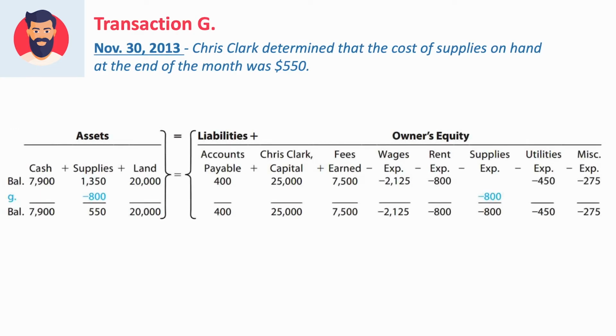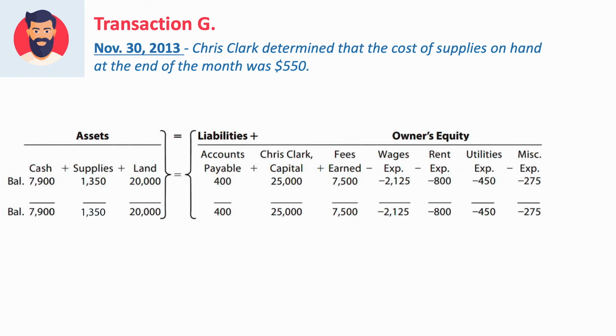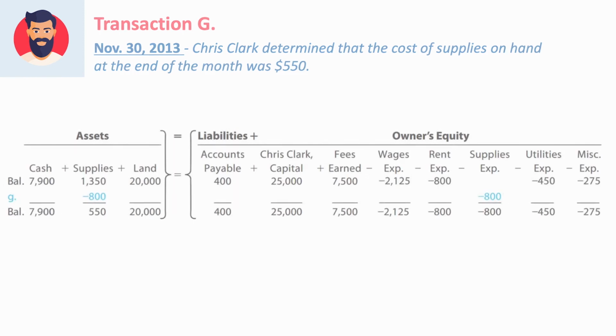Transaction G. November 30. Chris Clark determined that the cost of supplies on hand at the end of the month was $550. The cost of the supplies on hand not yet used at the end of the month is $550. Thus, $800 of supplies must have been used during the month, and the amount of supplies in the assets column decreased by $800. This decrease in supplies is recorded as an expense in the right side of the equation.